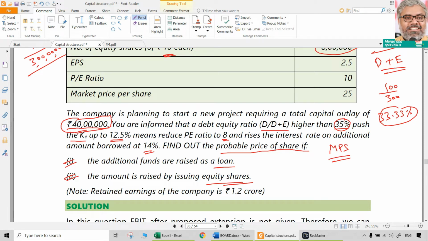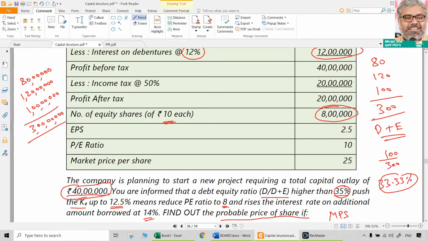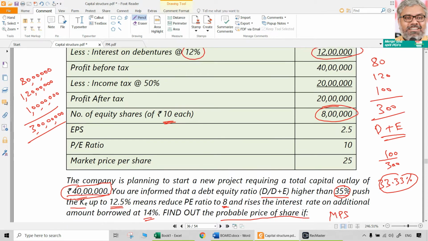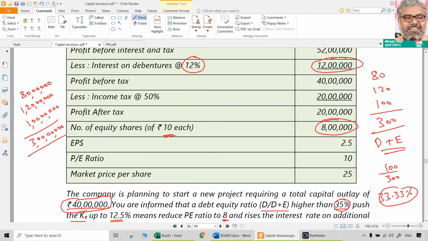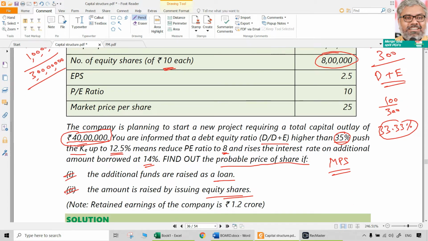Now what is the new debt? It is not going to be 100 anymore. It is going to be 140 because you are raising everything through debt. So 80 plus 120. 80 is already there as equity. Then 120 is already there, that is retained earnings. Plus 140. So now it becomes 340. Denominator becomes 340. Numerator becomes 140. That is debt by debt plus equity. So 140 by 340. That is naturally 41.2%. Which is obviously more than 35%.